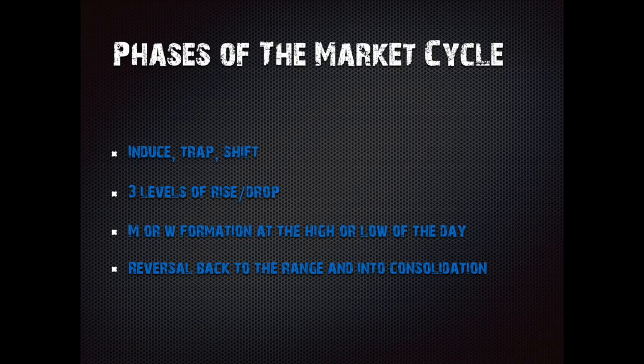There are three levels to each cycle: 3 levels of rise, 3 levels of drop, depending on whether they go up or down. And at the end of each 3 levels, there's going to be an M or W formation that creates the high or the low for the day.